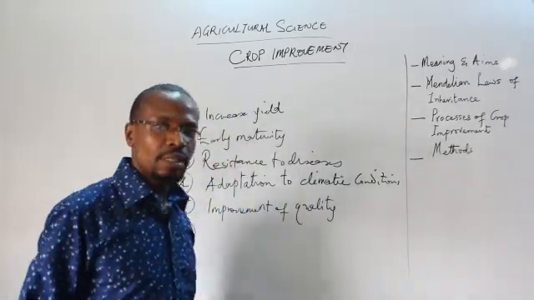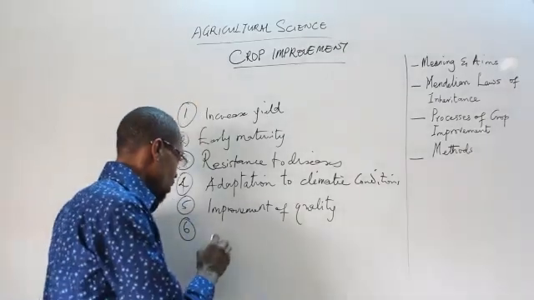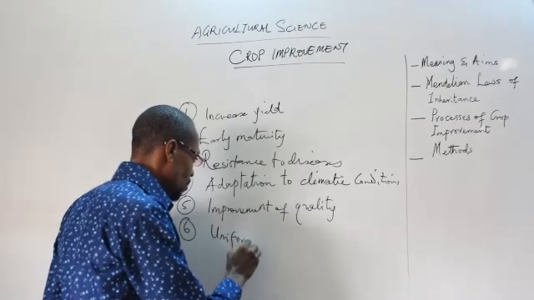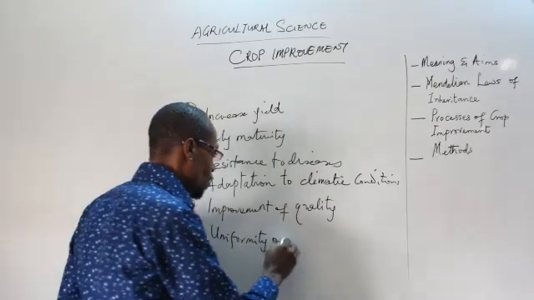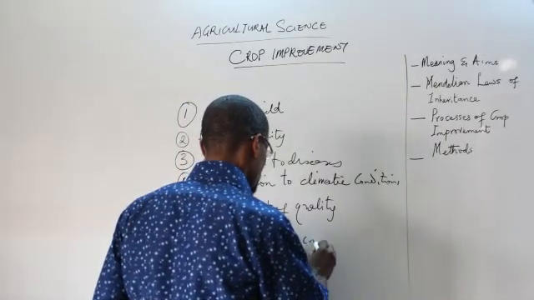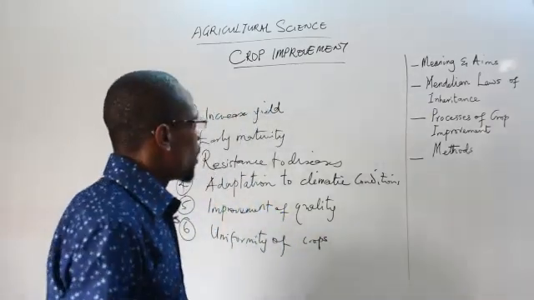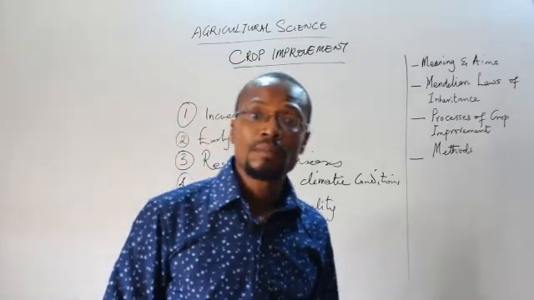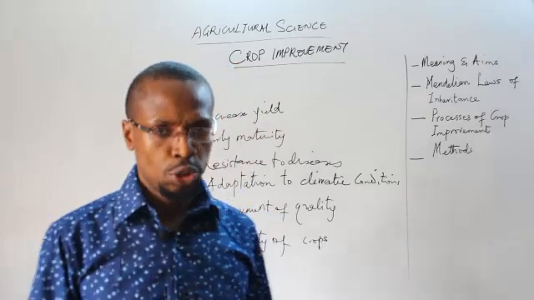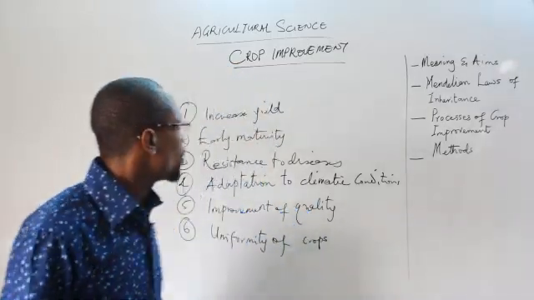And the sixth reason for which we may want to improve our crops is uniformity of crops. Now, these are the possible reasons. There are a number of other reasons which you should do well to find out on your own.